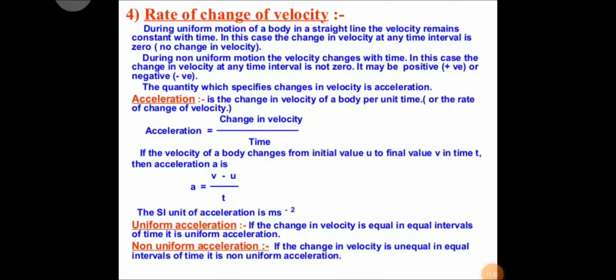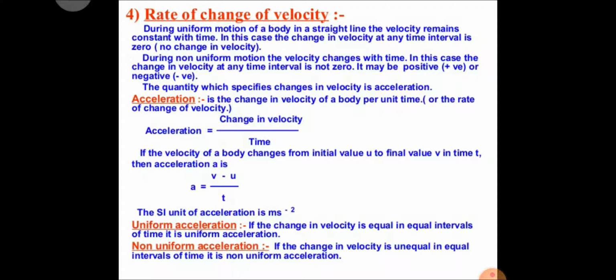Now, the rate of change of velocity. During uniform motion of a body in a straight line, the velocity remains constant, as we already studied. In this case, the change in velocity in any time interval is zero, because no speed change means no velocity change. But during non-uniform motion, the velocity changes with time, because we also know that in non-uniform motion the speed changes, so that's why the velocity changes.